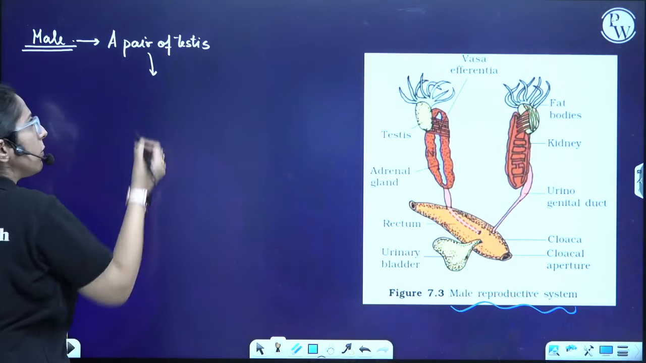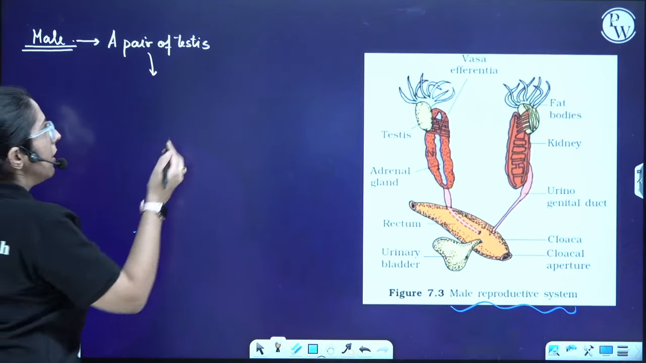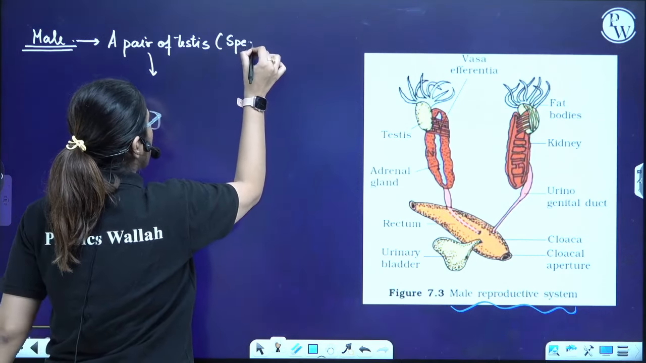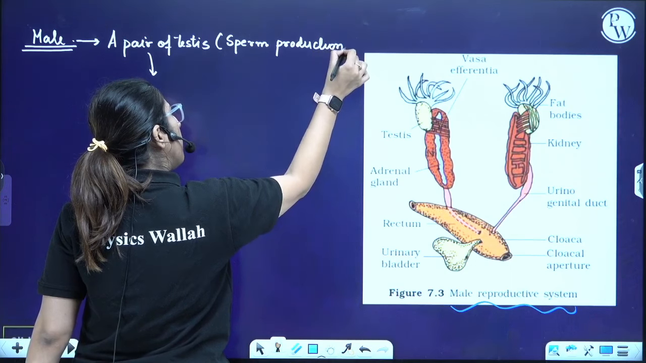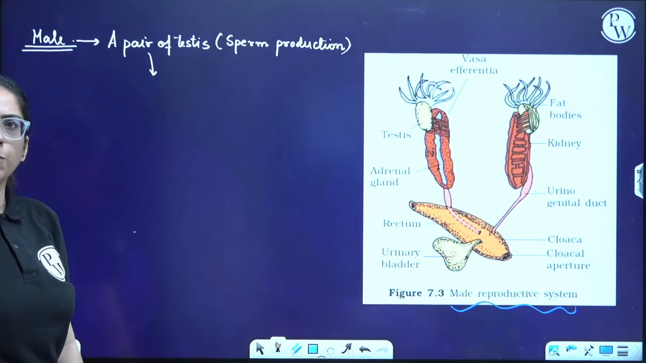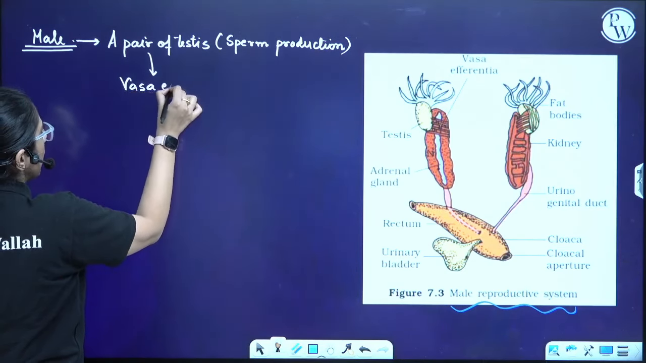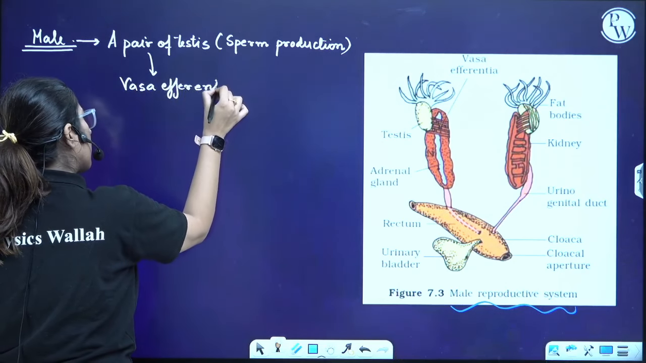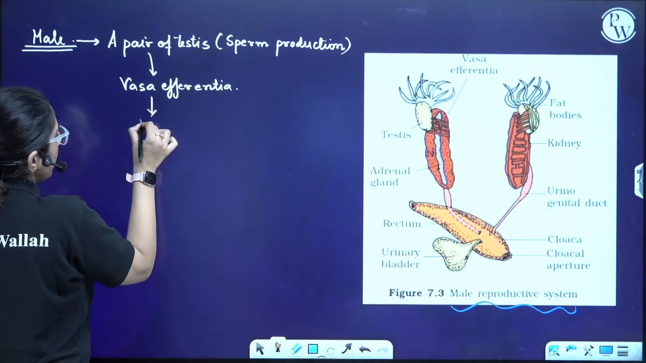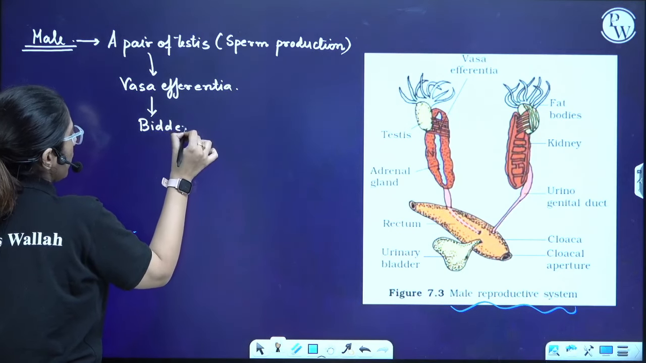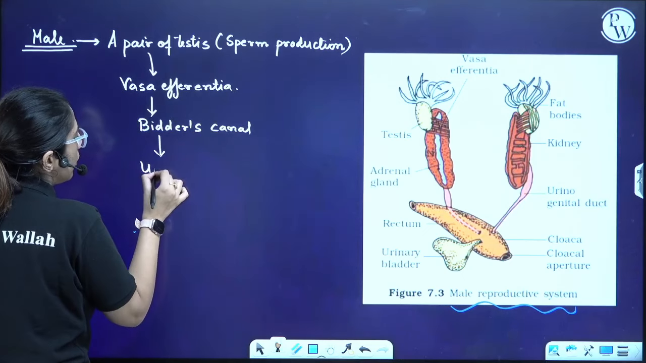Now, the sperms will be produced. Don't look at the diagram. First, understand the topic. A pair of testes is present. Here, sperm production takes place. Clear? Sperms are produced. Now from the pair of testes, sperms will enter into the vasa efferentia. Clear? From the vasa efferentia, sperm will enter into the Bidder's canal. Very important. Bidder's canal.